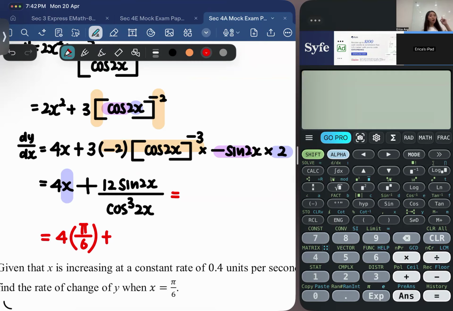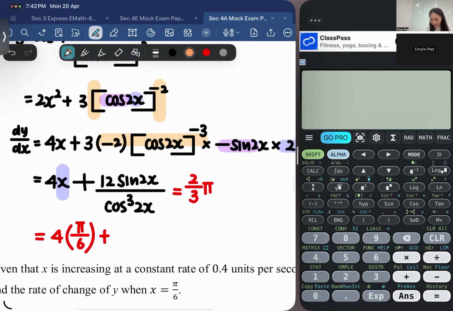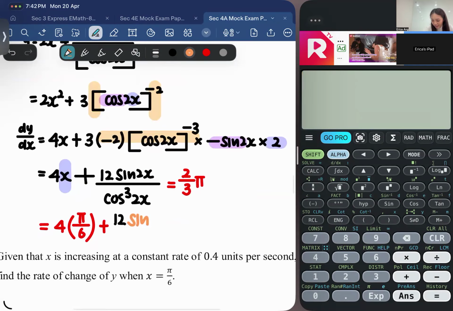You heard her? 4 times 1 over 6. So what will you get? You write it as 2 pi over 3, or you write it as 2 over 3 pi, better actually. So 2 over 3 pi. Can you all see this or not? Then now I'm going to plug in this one. This one here is your 12 sine. Guys, what is 2 times pi over 6? Can you understand it's pi over 3 or not? Can, right?